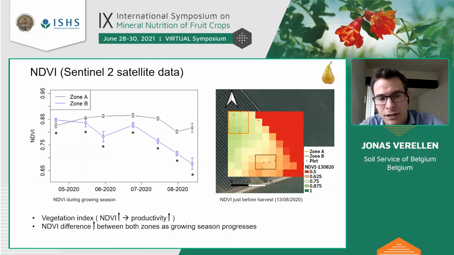The NDVI, which is a vegetation index, was derived from Sentinel-2 satellite data, and a higher NDVI overall corresponds to a higher photosynthetic capacity and higher productivity of the pear tree. As you can see, the NDVI was significantly higher in zone A as compared to zone B. As an example, an NDVI image is given here on the right, just before the harvest, mid-August. And as you can see, the difference in NDVI is really high between zone A and zone B.